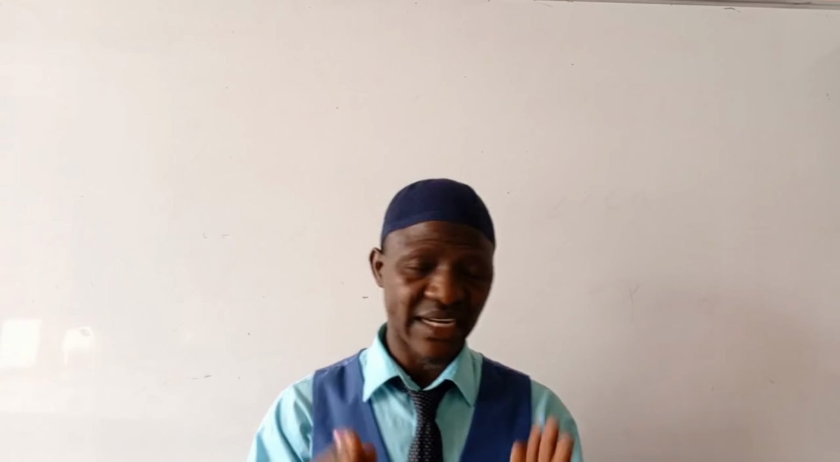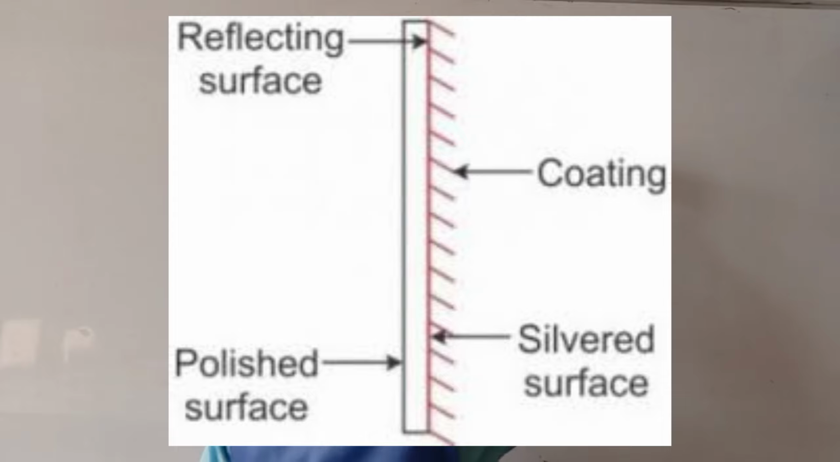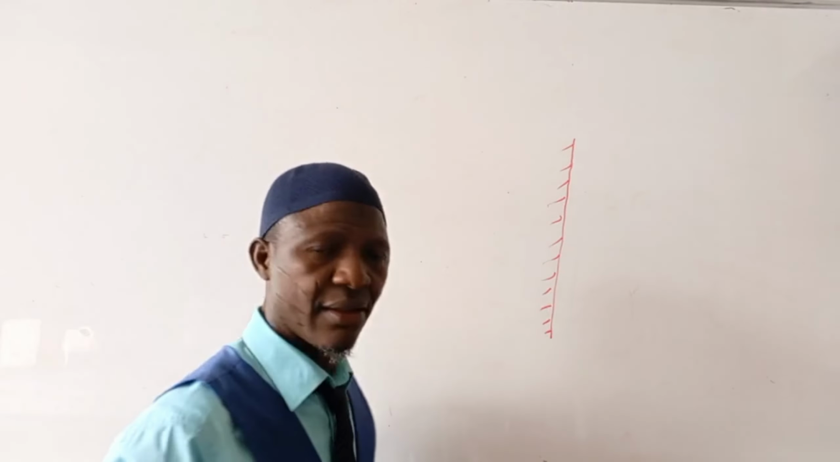Now, I said glass. Don't forget, in our previous video too, we said glass will allow ray of light to pass through, not to reflect. Now, how can we now make a glass surface to become reflecting surface? That's why you need to coat the other side. So if you have your glass like this, so if this side is coated, then this one will be what? Normal to the surface of the glass.